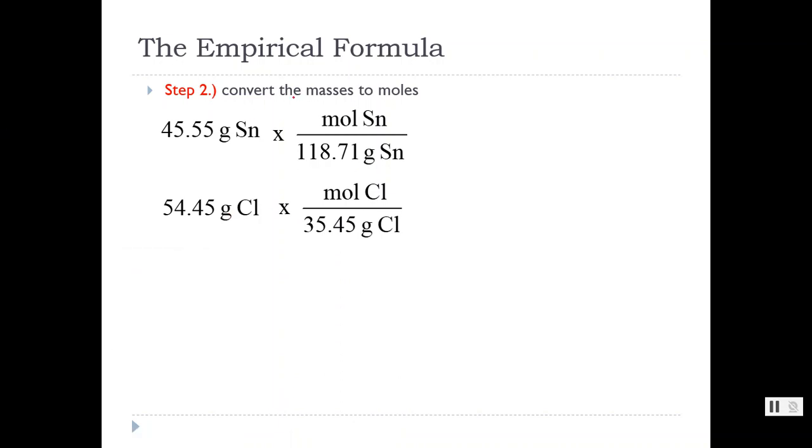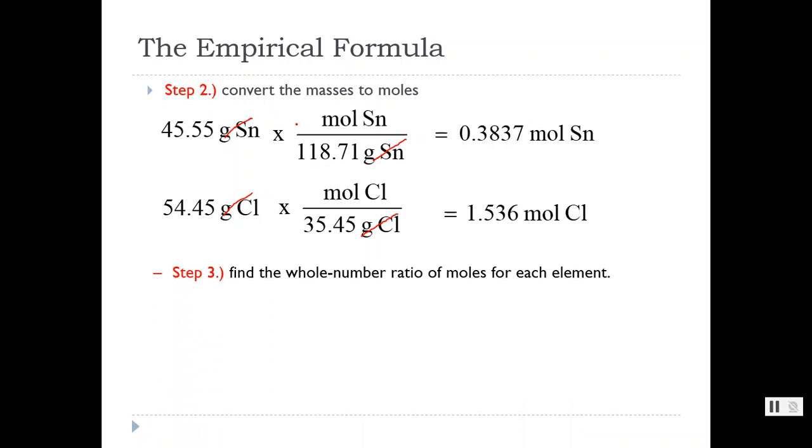I set up my conversion so my gram units cancel, and I'm left with moles. Doing the appropriate division for both of those, I get this many moles of tin and this many moles of chlorine. So step two to finding our empirical formula is complete. We have converted those masses from step one to moles using the molar mass of the element.